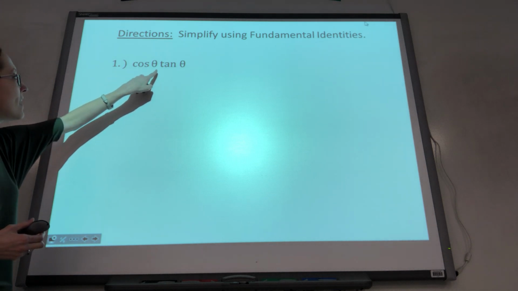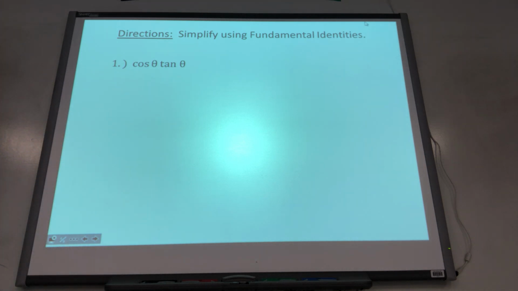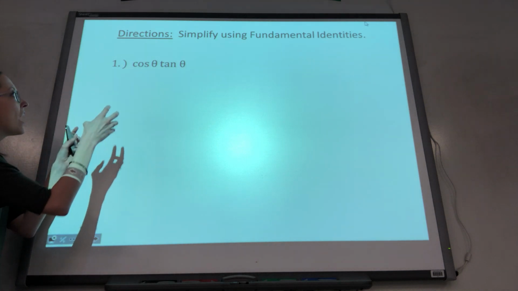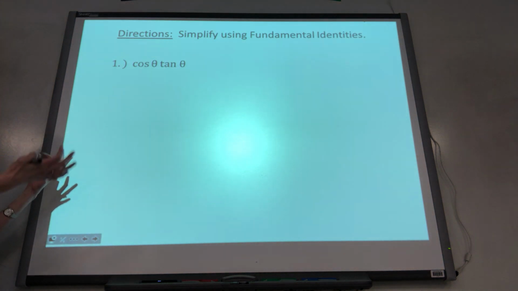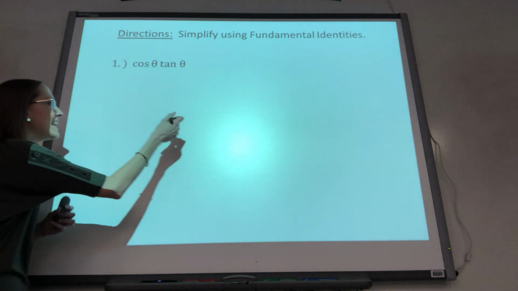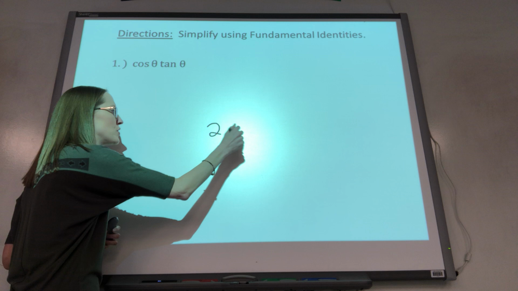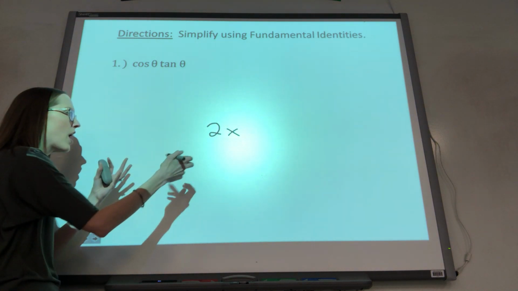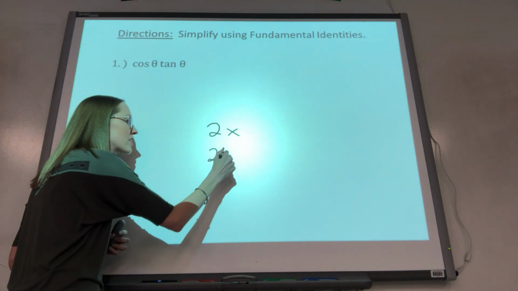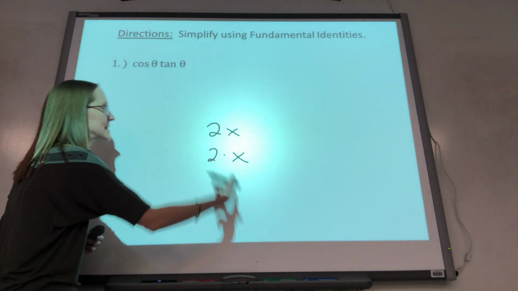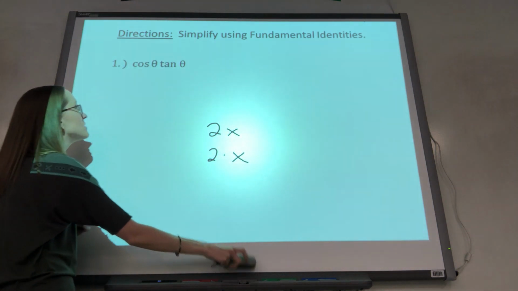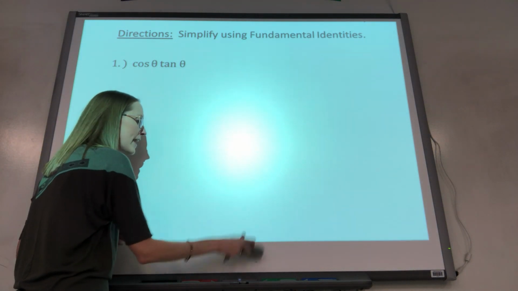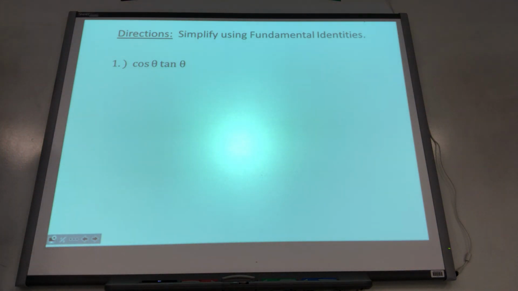So example one says cosine of theta, tangent of theta. Now these two functions are technically being multiplied. It's kind of like when you have 2x in a problem, that is technically 2 times x. Same idea here. This is technically cosine of theta times tangent of theta.